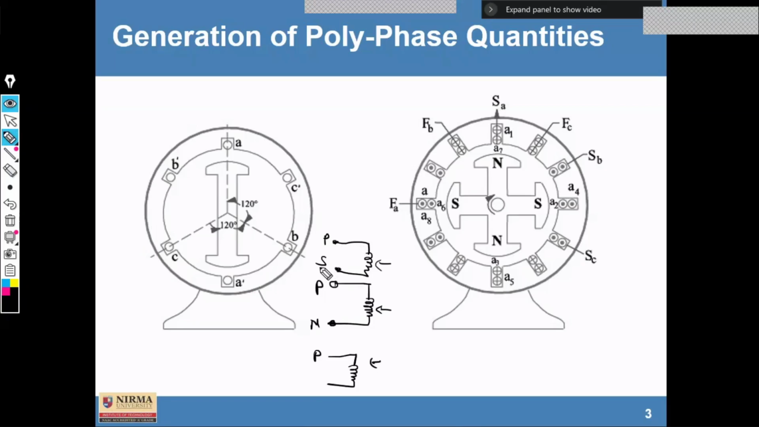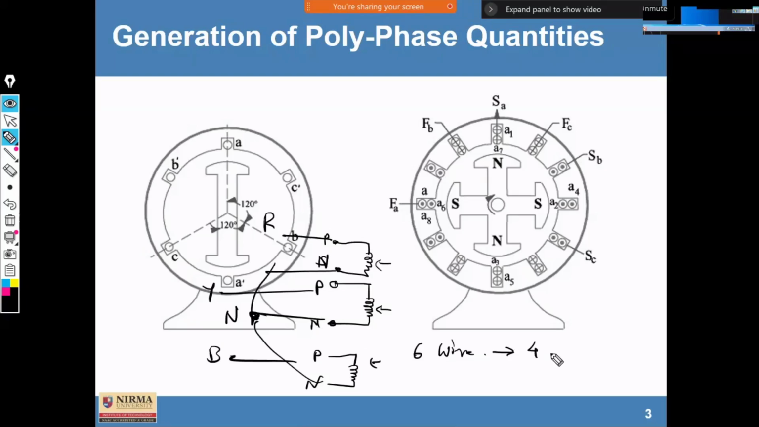One is for phase, another is for neutral, another is for phase, neutral, phase and neutral. So we need 6 wires. In a three phase system, these 3 neutral terminals are short circuited at one place to make a star connection, named R, Y, and B. So RYB and neutral. This 4 terminal system can be achieved by shorting the 3 different terminals, and hence using 4 wires.